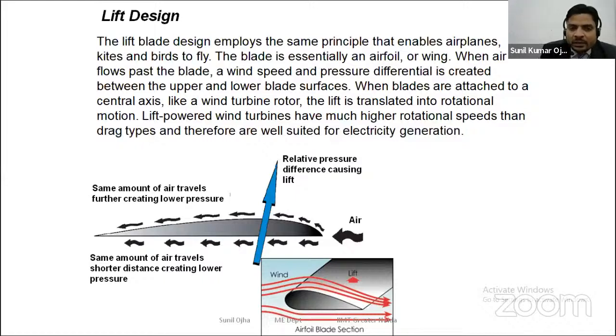In the lift design, mostly the vertical axis wind turbine uses the lift design principle. Although there is a drag force, mostly we have to utilize both lift and drag force to harness and convert it into electricity.